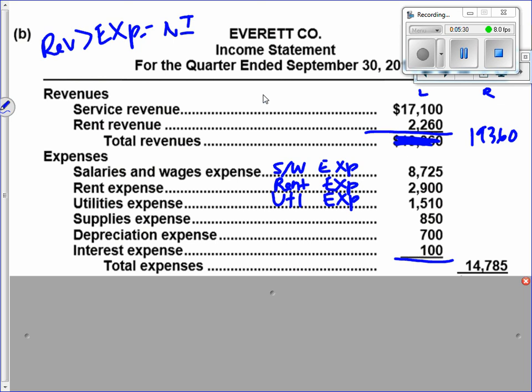Another thing that a BPA test might say, when creating your financial statements, put them in alphabetic order or put them in order of highest to lowest value. I mean, they'd maybe blatantly tell you something like that.